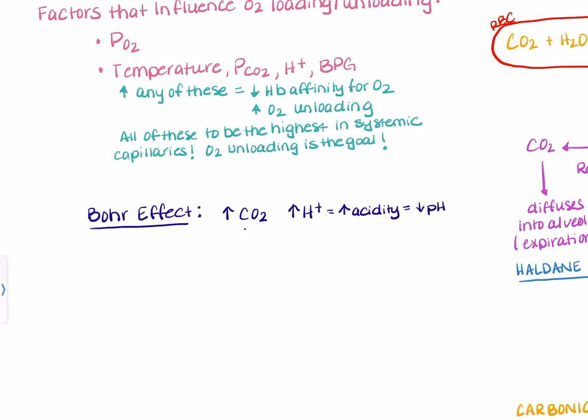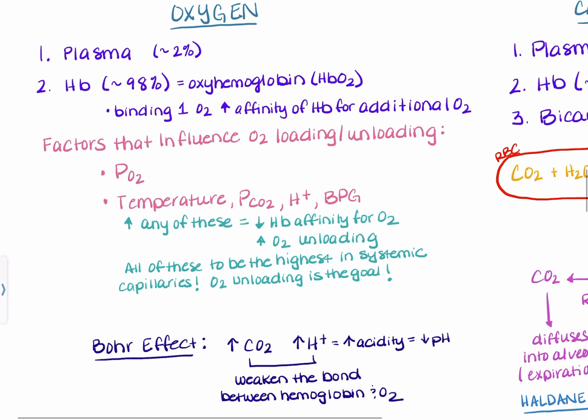So anytime we have an increase in carbon dioxide or hydrogen ion concentration, because they come together, these two products are going to weaken the bond between hemoglobin and oxygen, so that we can help facilitate their unloading. So again, this is all in regards to just transport of oxygen.